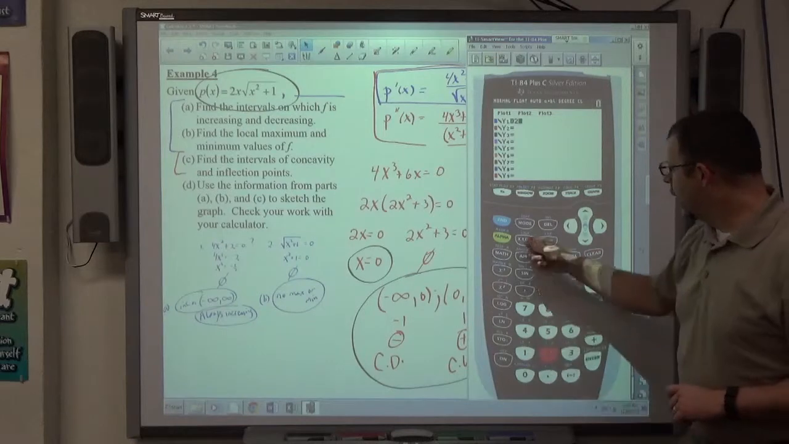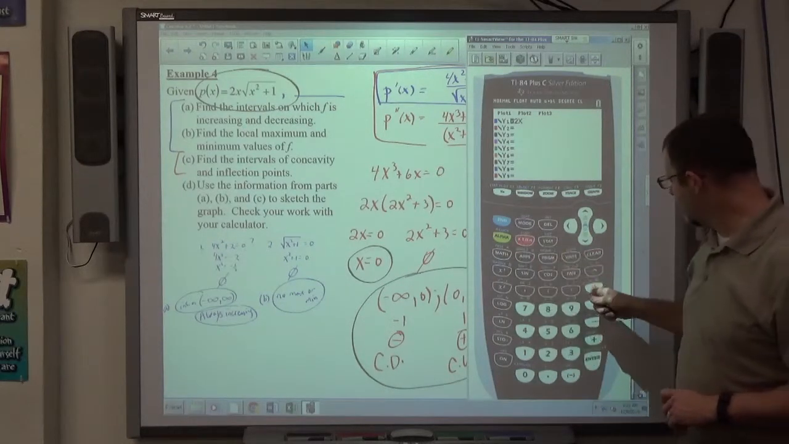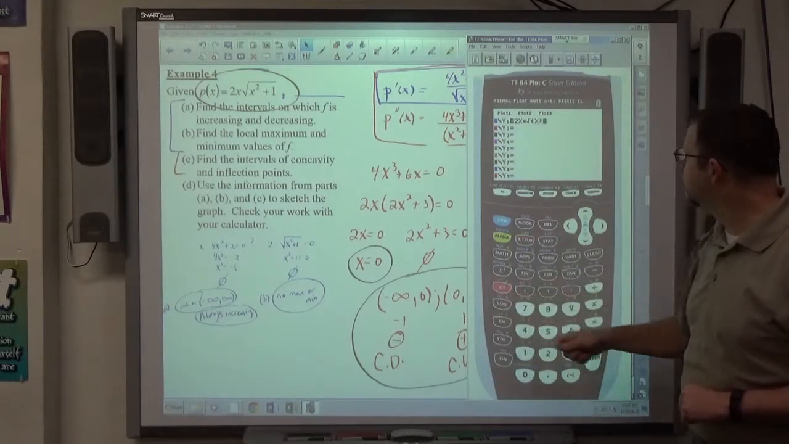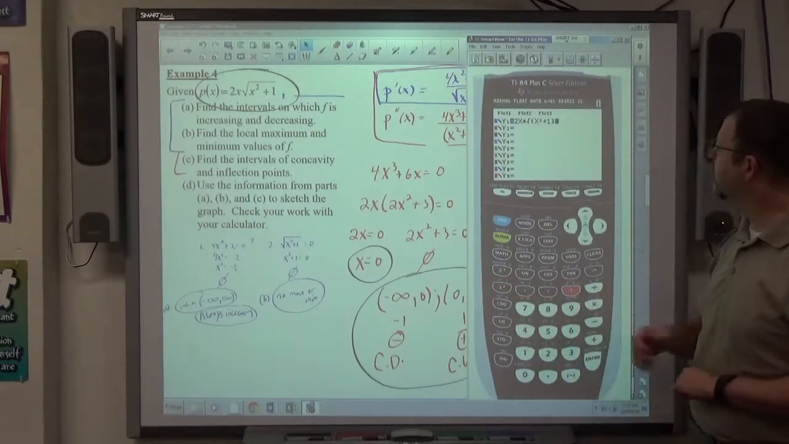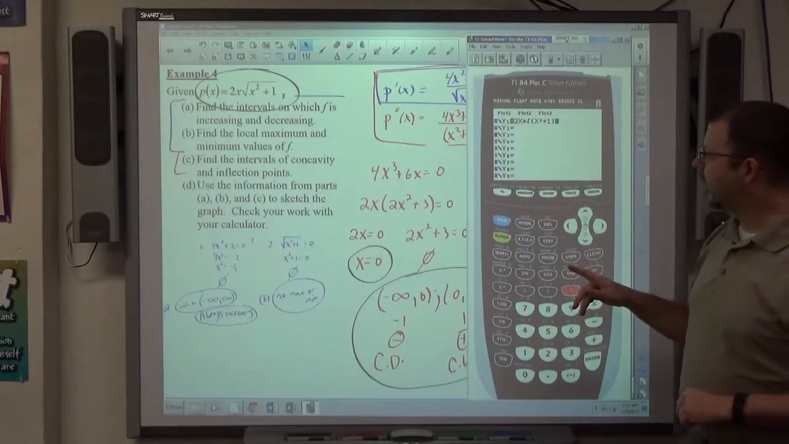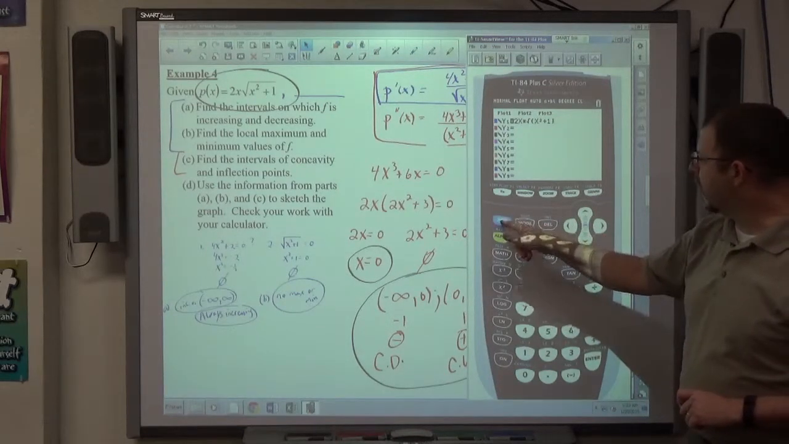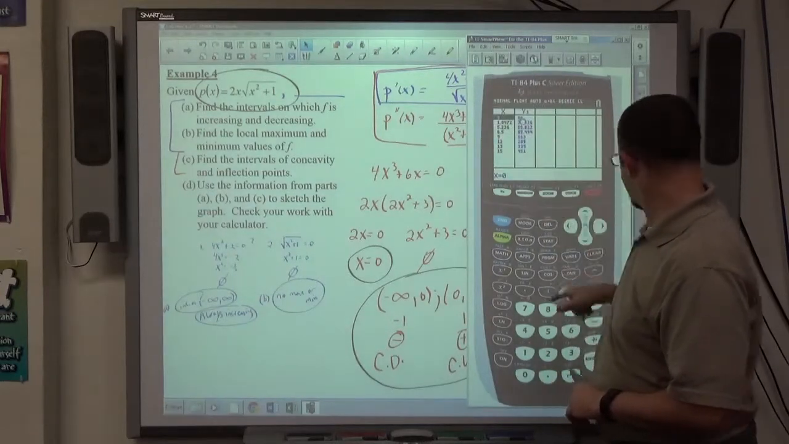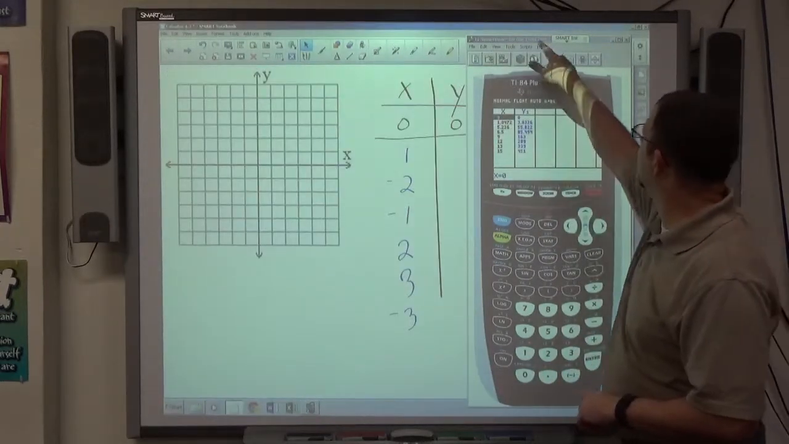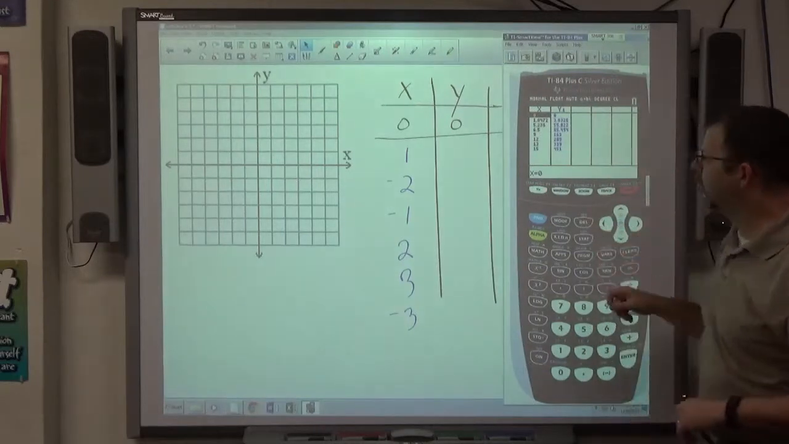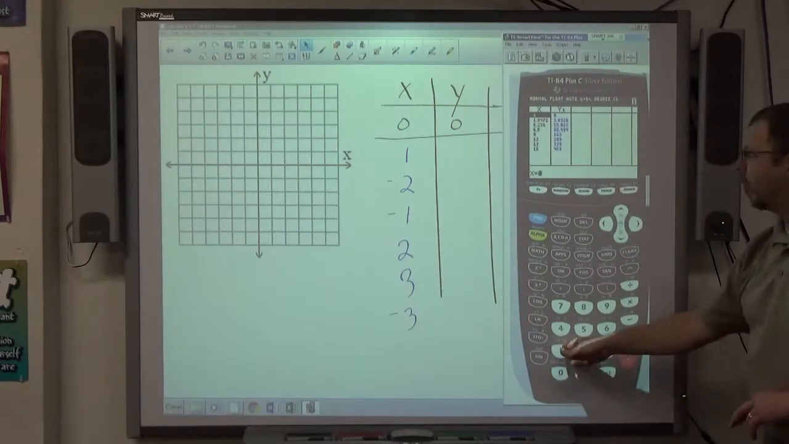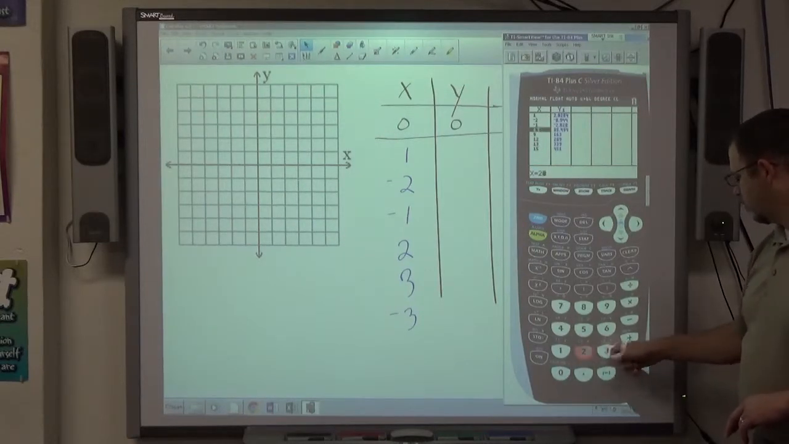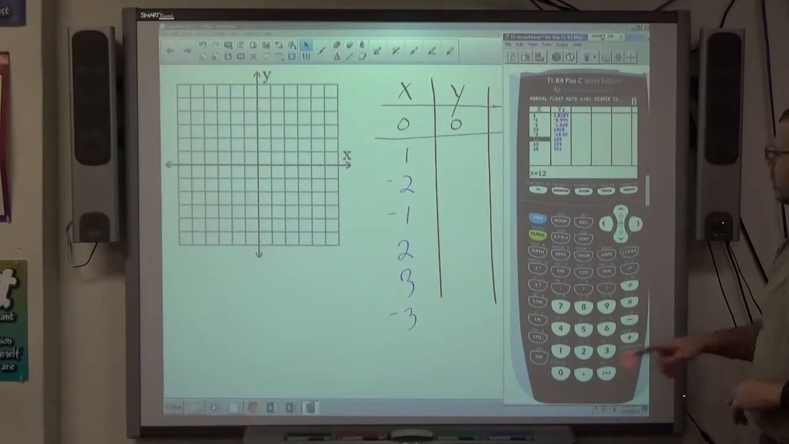So 2x times the square root of x squared plus 1 in parentheses. And I'm going to go to second table. And I'm going to go back over here and I'm going to evaluate the function for these numbers. So 0, of course, 0. We got 1, negative 2, negative 1, 2, 3, negative 3.